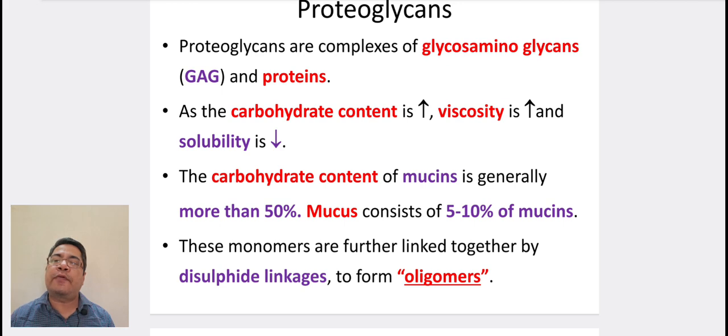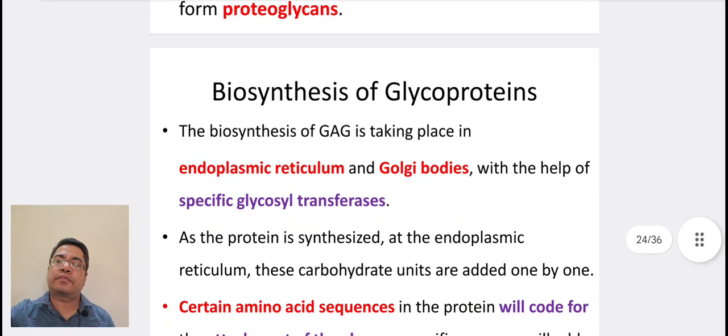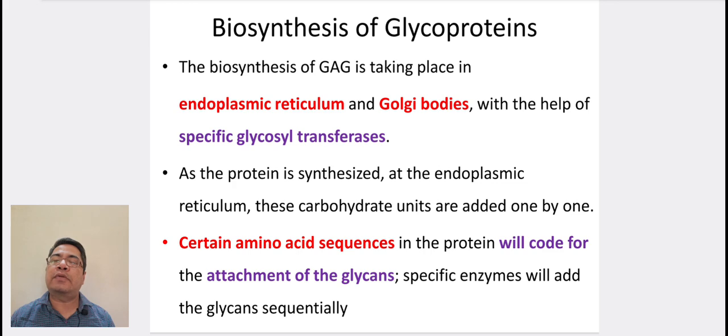These monomers are further linked together by disulfide linkages to form oligomers. The mucins will form a protective barrier to the epithelial surface. They are also found in secretions of gastrointestinal, respiratory, and urogenital tract. The glycosaminoglycans containing different repeating disaccharide units are covalently bound to the peptide chain to form proteoglycans.